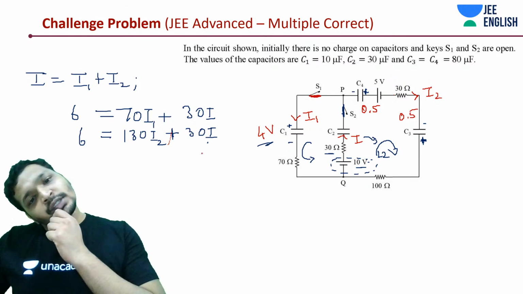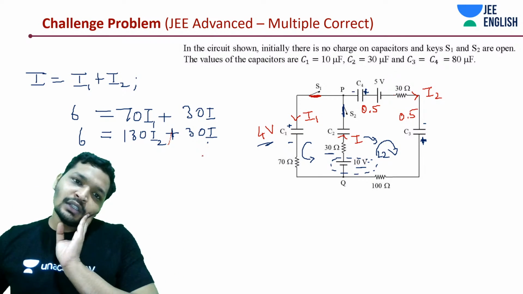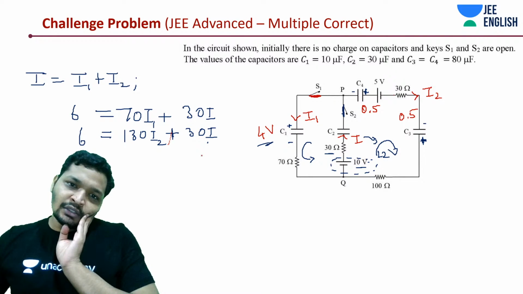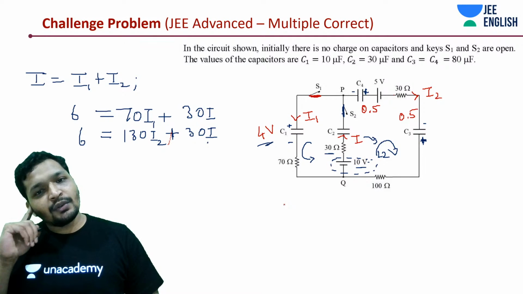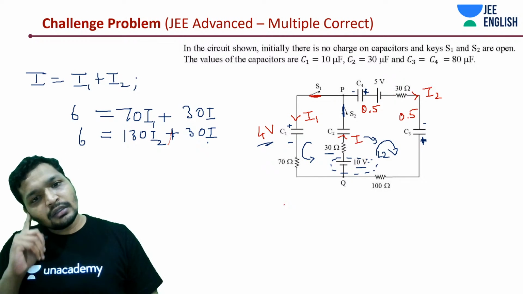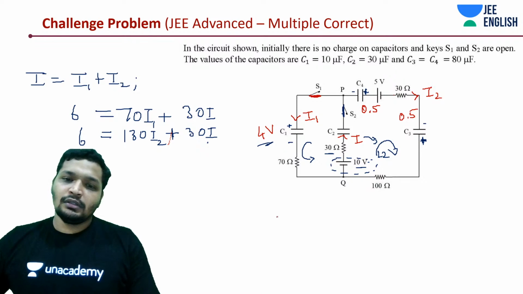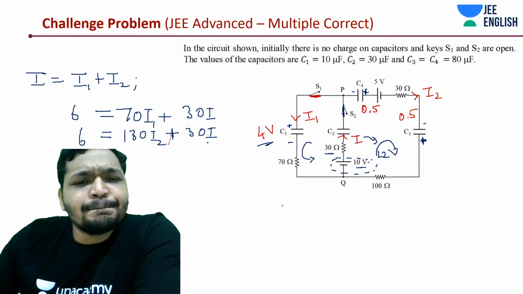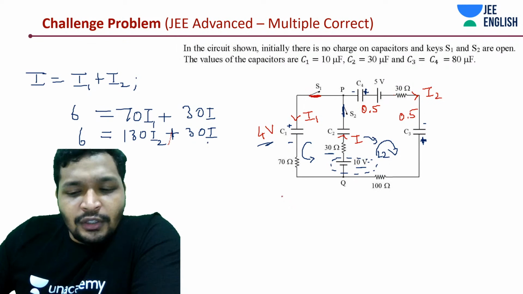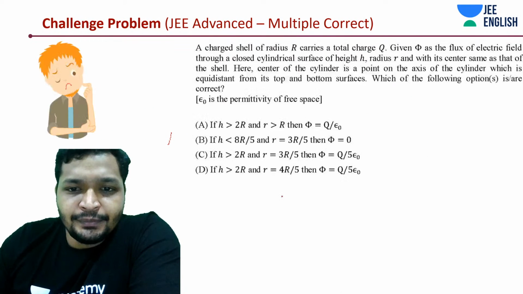Let's substitute and see. 70 I1 is equal to 72. I think calculation has to be done. You can calculate this part once you've reached over here. All right, should we do this, or should we move on to the next question?